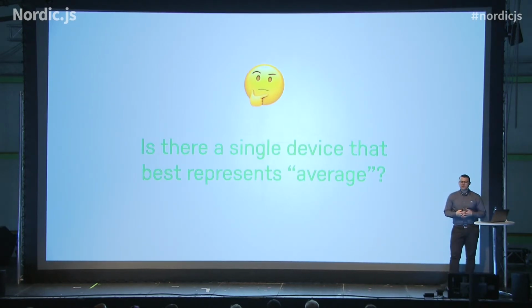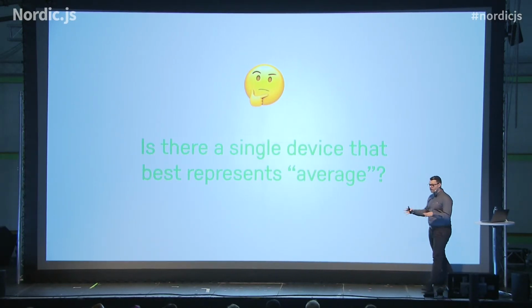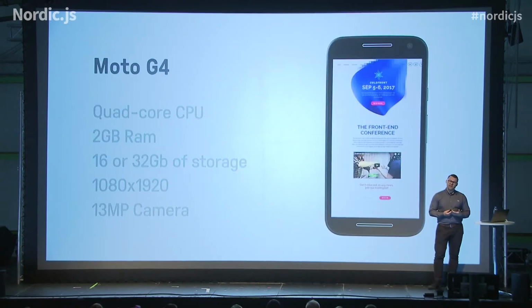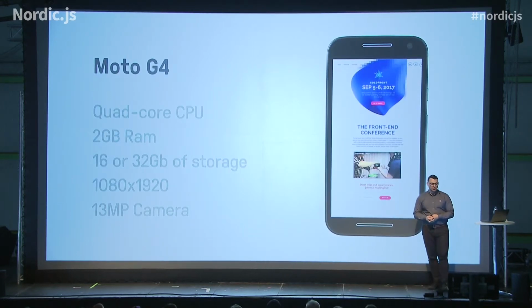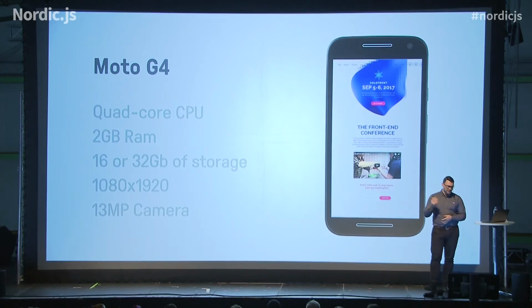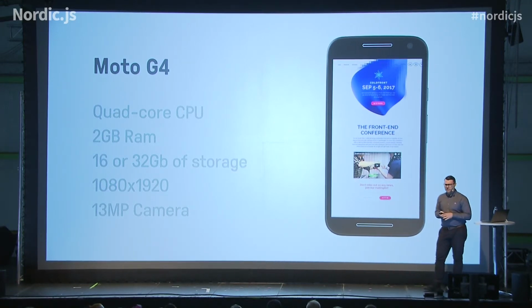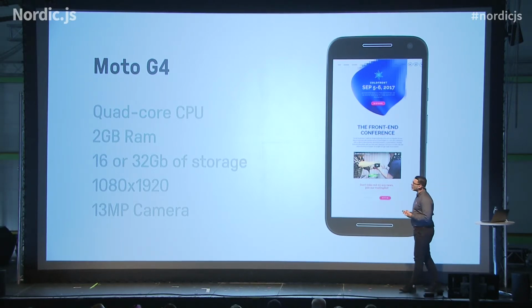So I got to wondering, there's such a fragmented market that we don't understand. Is there a single device that best gives us an average phone? And the answer is yes, kind of. This is a Motorola G4, Moto G4. It's actually way ahead of an average phone. If you were to buy one of these today, I'm not sure how much they are in local currency, but in euros, they're about 180 euros. They're a very, very capable phone.